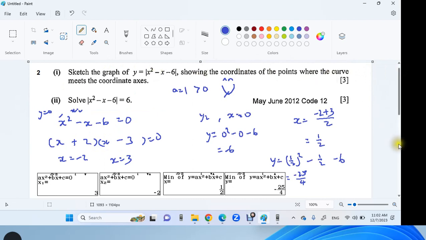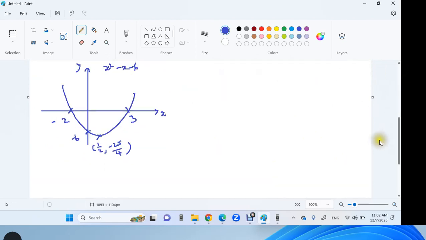Okay, x squared minus x minus 6. When we do the modulus, we reflect this negative part. When we take the modulus, it will become positive. It will look something like this.